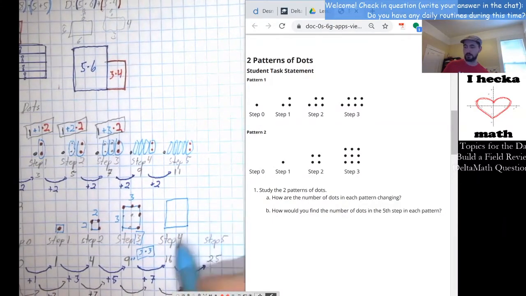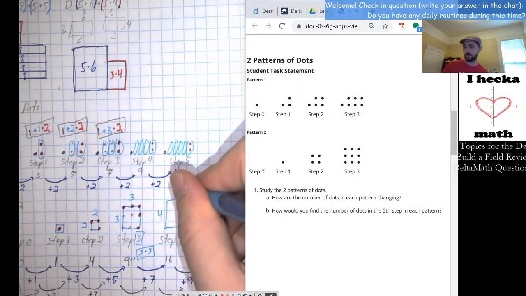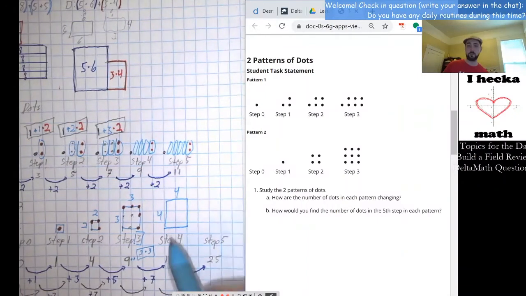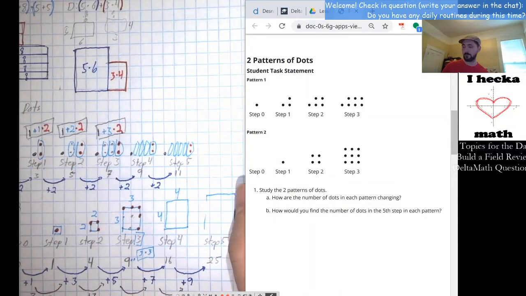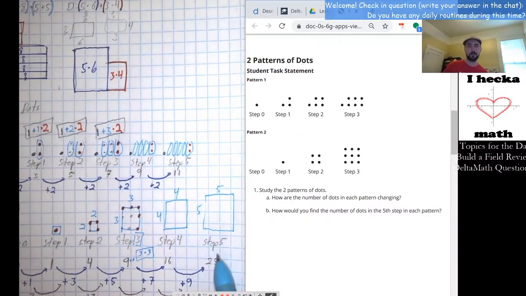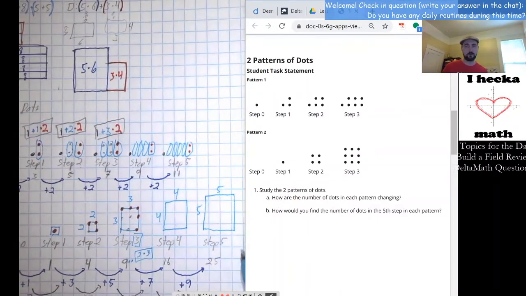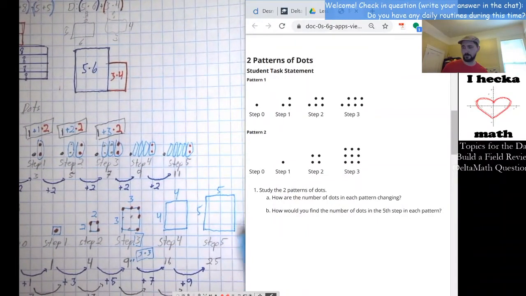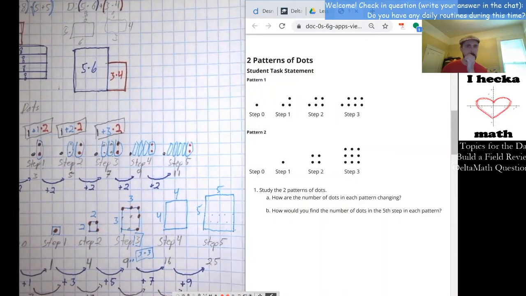So step 4 is maybe also going to be a box of dots, 4 dots high and 4 dots long, which would be 4 times 4, 16 dots. And step 5, maybe it's 5 dots across and 5 dots up, which would be 25 dots total. I don't want to draw all these dots out because that would be a pain, but maybe it would be helpful for you to take a minute and do dot, dot, dot, dot, dot, 1, 2, 3, 4, 5, 1, 2, 3, 4, 5, etc.